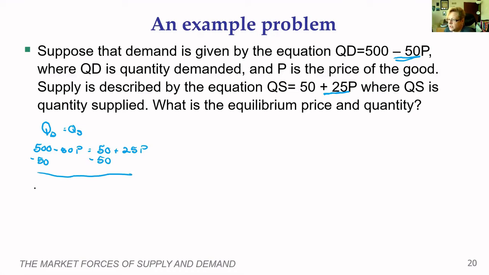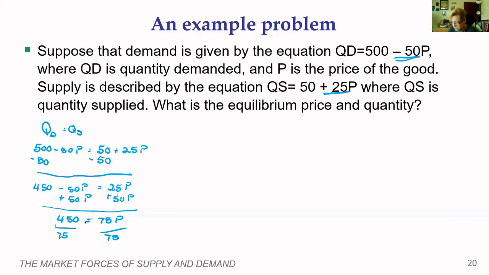So we have 450 minus 50p is equal to 25p, right? Okay, so I can add 50p to both sides of the equation. And I end up with 450 is equal to 75p. Now, to isolate my variable, I can divide each side by 75.